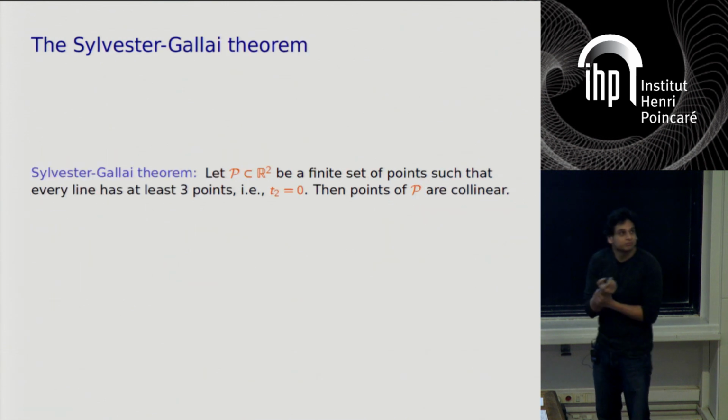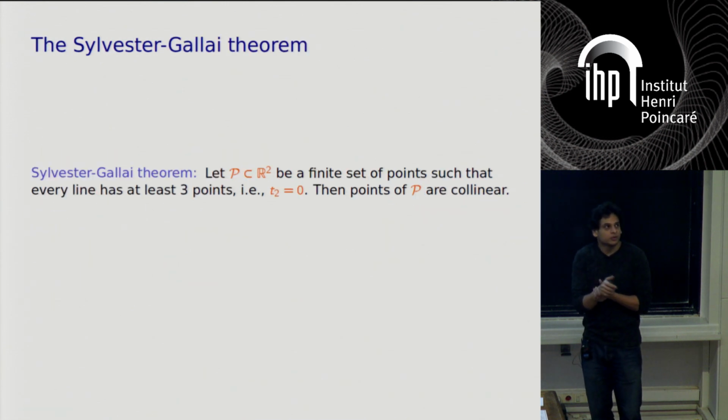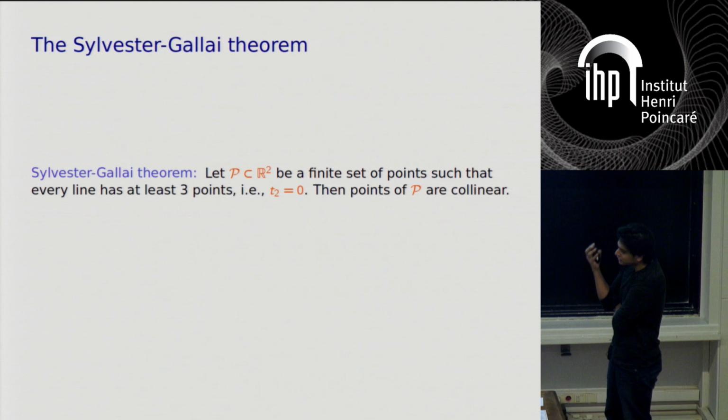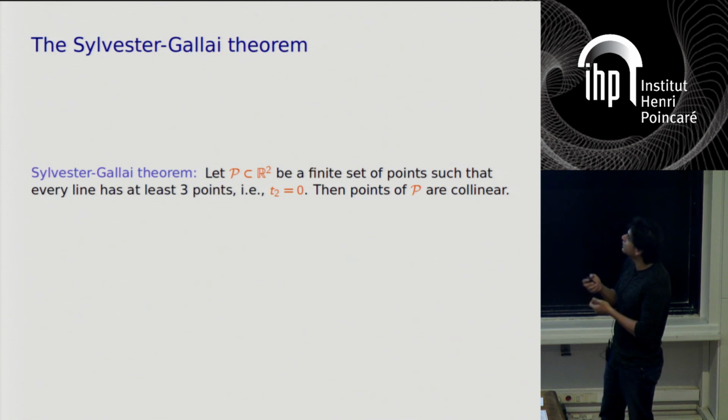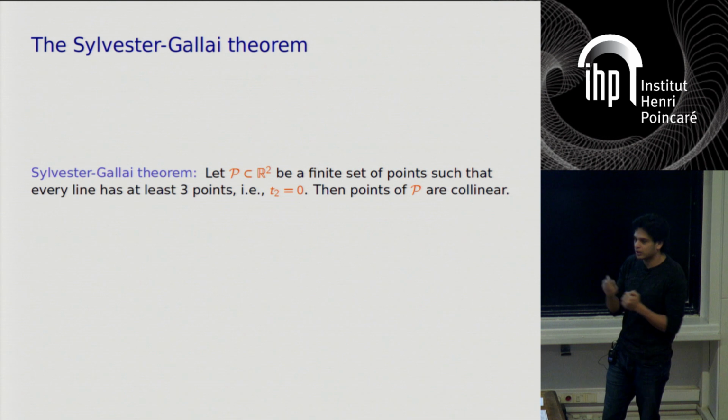Okay. So this is probably one of the oldest theorems in combinatorial geometry, the Sylvester-Gallai theorem, which says if I have a finite set of points that determines no ordinary lines, so T2 is 0, and every line has 3 or more points, then the only way this can happen is if all my points lie on a line.